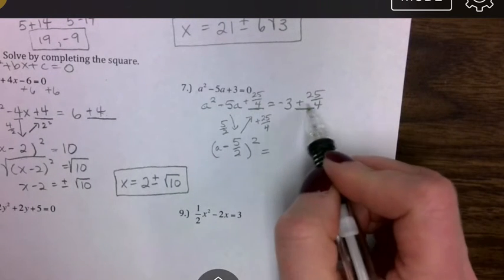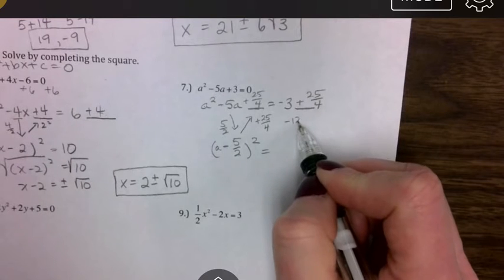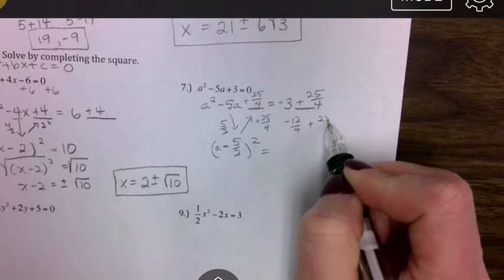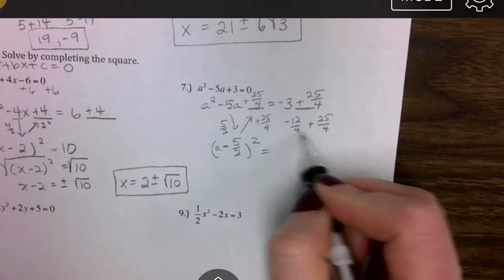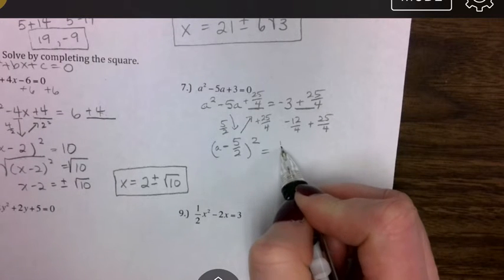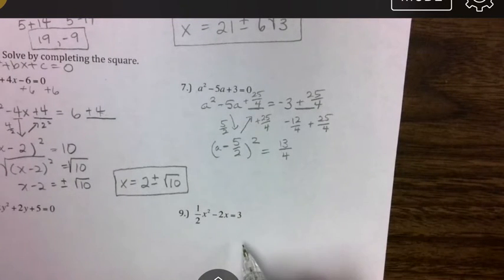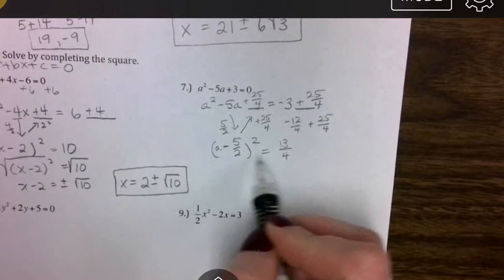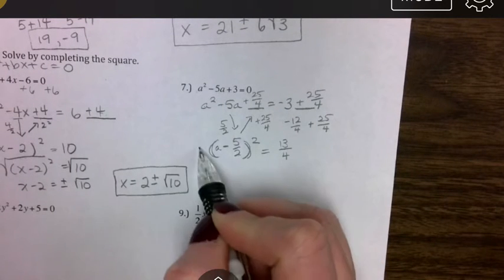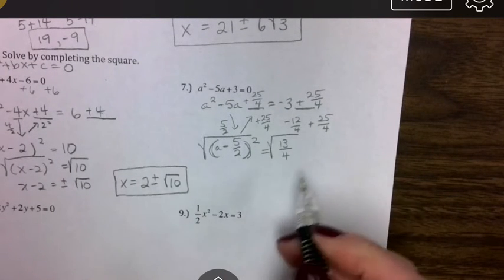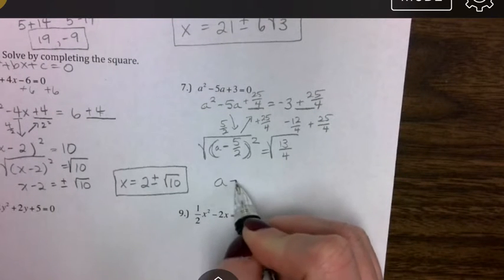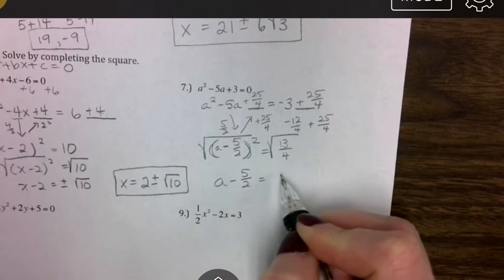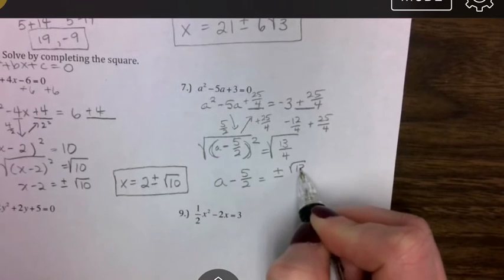So negative 3 plus 25/4, this is negative 12/4 plus 25/4. I need to get a common denominator to put those in, so I have 13/4. And now I have a perfect square on the left-hand side, so I can square root both sides. So I have x minus 5/2 is equal to plus or minus the square root of 13.